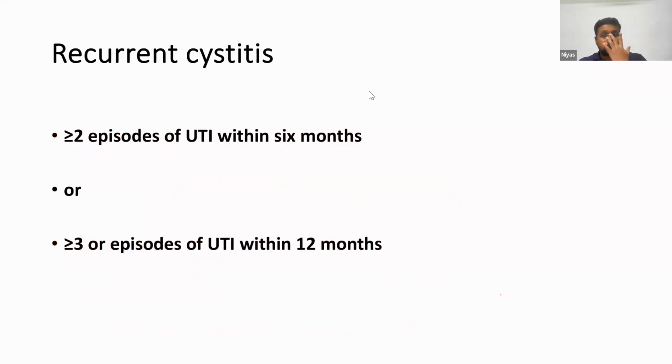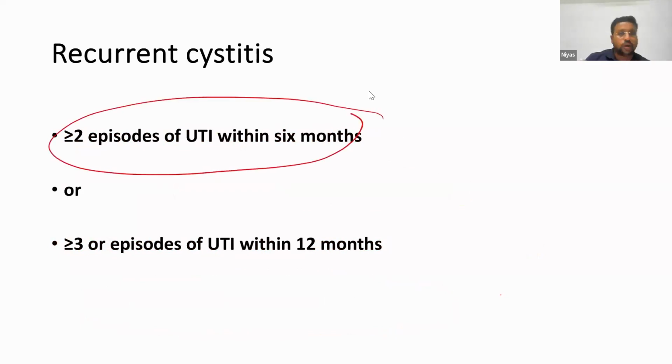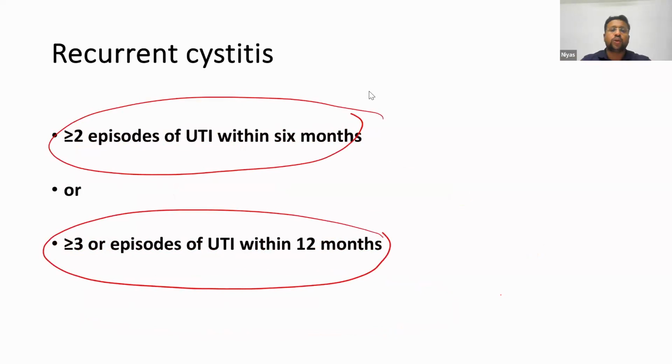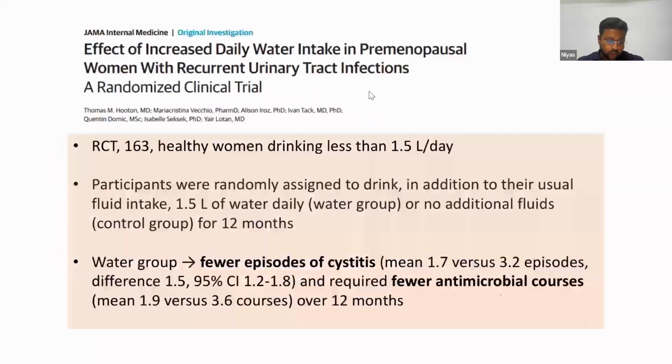When you call a patient as having recurrent cystitis, this is when a patient has more than or equal to 2 episodes of UTI in 6 months, or more than or equal to 3 episodes of urinary tract infection in 1 year. This is again a very common situation that you are going to face in your clinical practice, especially as family physicians. Many elderly females are going to come with this syndrome of recurrent UTI, particularly elderly females and diabetic females. The possibility of recurrent cystitis is quite common.